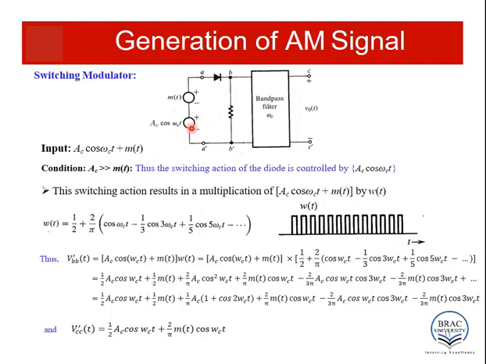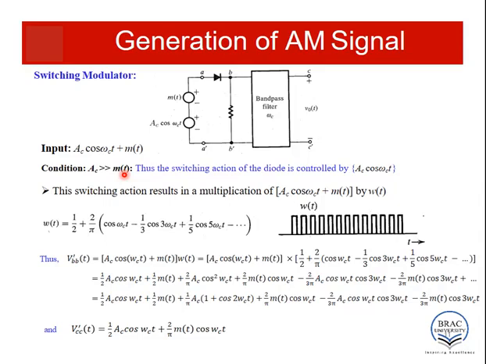The signal is then passed through the diode. Now the diode will pass the signal when the input is positive and block when negative. Here are two signals involved in the input to the diode. One is carrier and another one is message. Here carrier frequency is much higher than the message frequency. And also for using this circuit, A_c must be greater than m(t). Then the operation of diode switching will be controlled by the carrier itself.